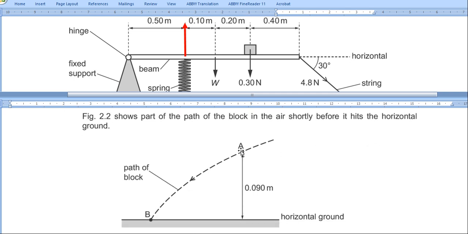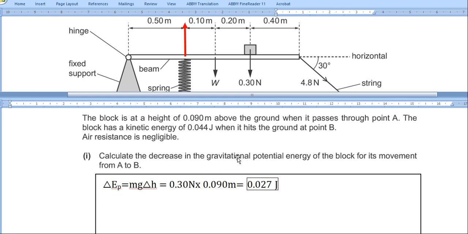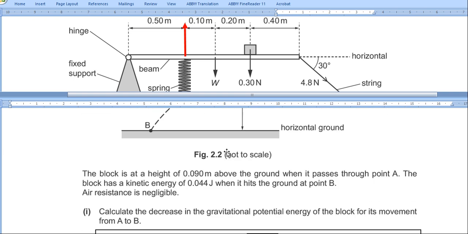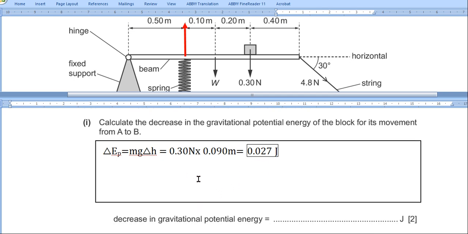So it was at point A and touches the ground at point B. Calculate the decrease in gravitational potential energy of the block for this movement. So change of potential energy equals mg delta H. mg is given, it is weight, and delta H is shown on the picture. So we calculate the value: 27,000 joules, thousandths of a joule.